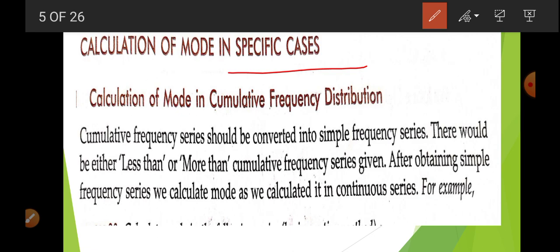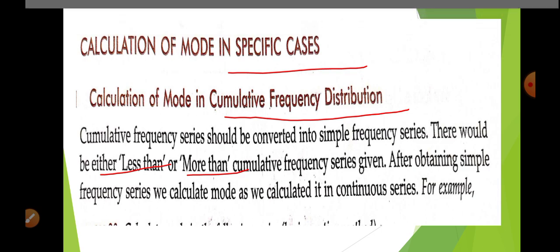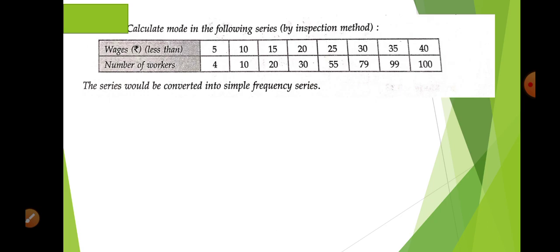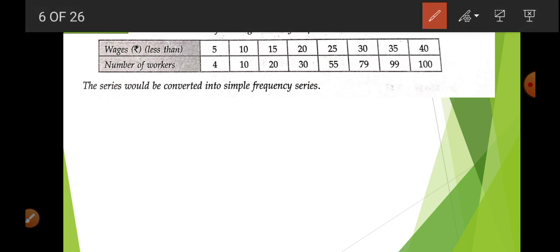For example, when cumulative frequency is given, how are you going to calculate the mode? A cumulative frequency series means a series that starts with less than and more than. There are two types of cumulative frequency series: less than cumulative frequency and more than cumulative frequency. How are we going to calculate? In a cumulative frequency series, the first step is to convert the series into a simple frequency series.